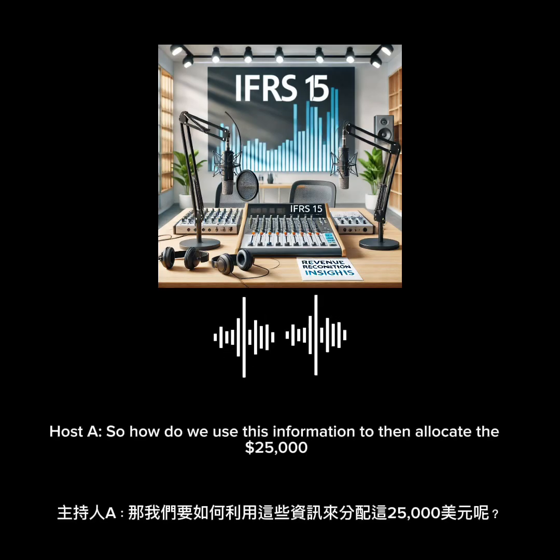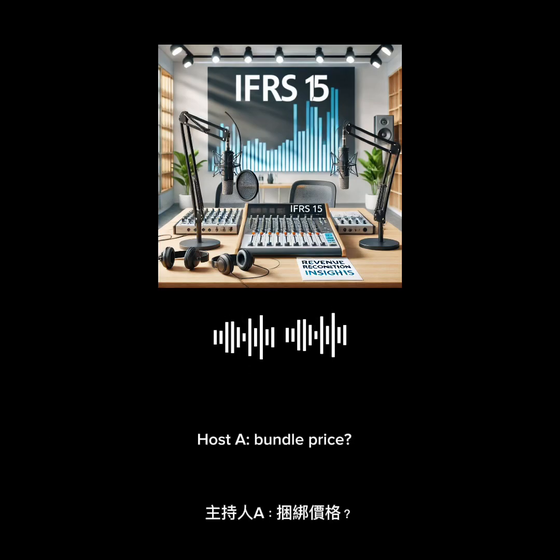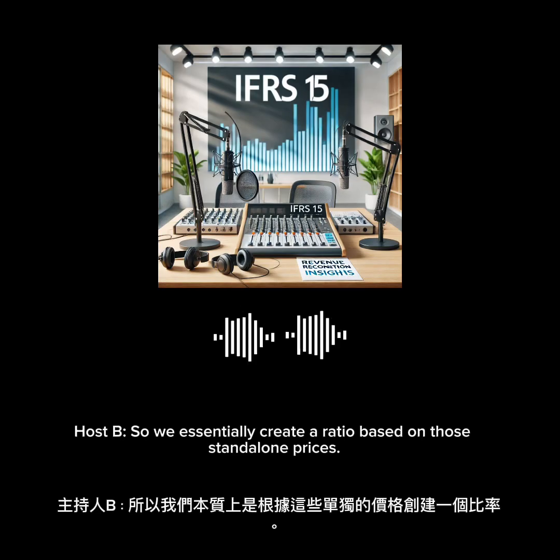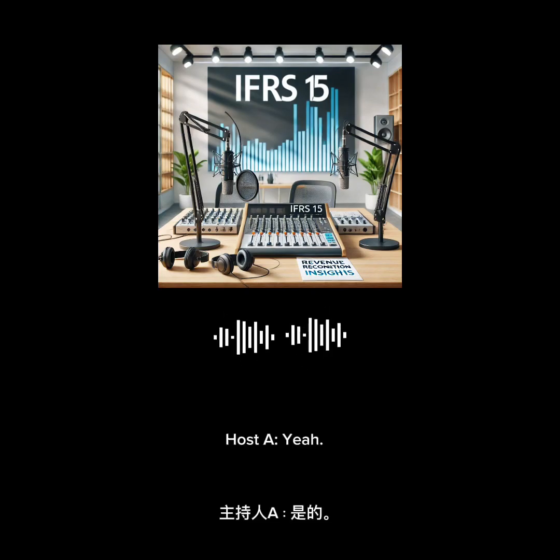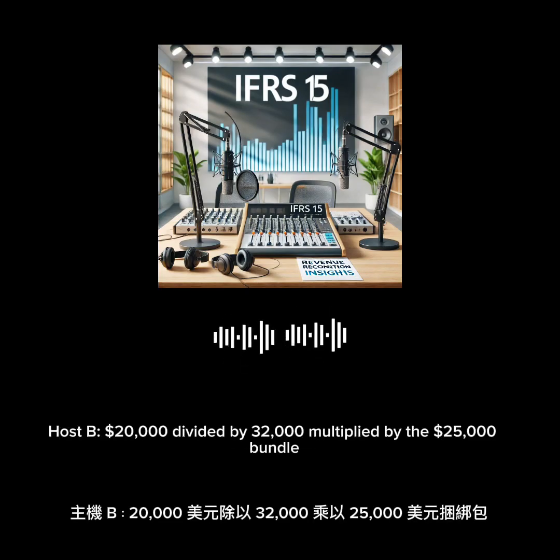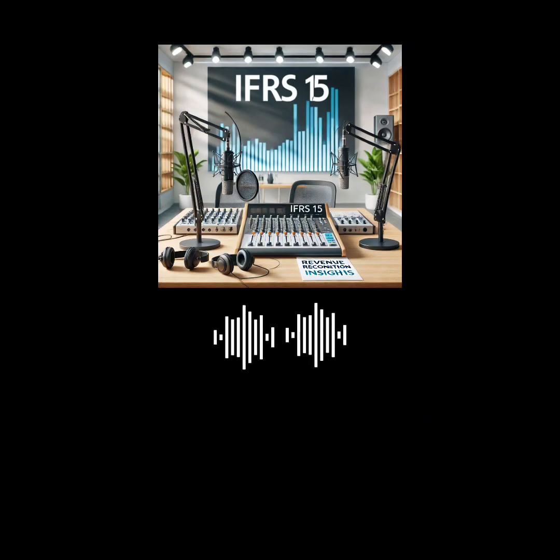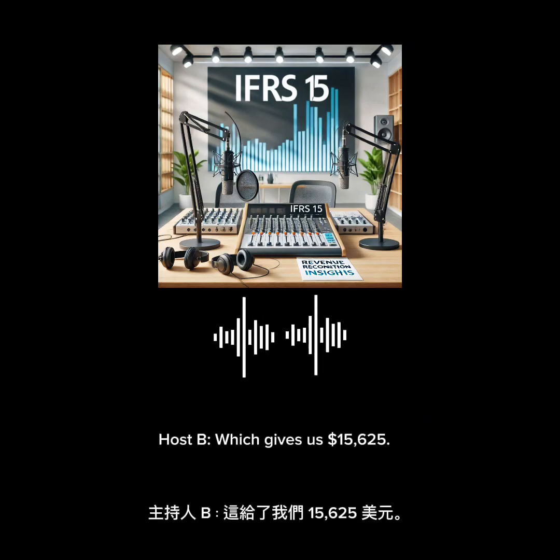So how do we use this information to then allocate the $25,000 bundle price? We look at the proportions. So we essentially create a ratio based on those standalone prices. For the phone, the allocation would be $20,000 divided by $32,000, multiplied by the $25,000 bundle price, which gives us $15,625.